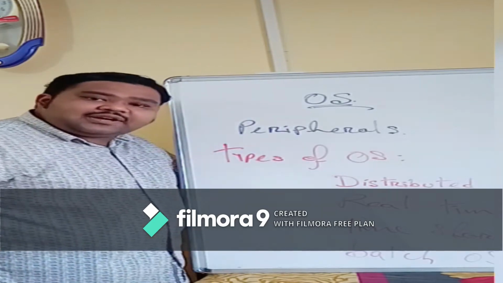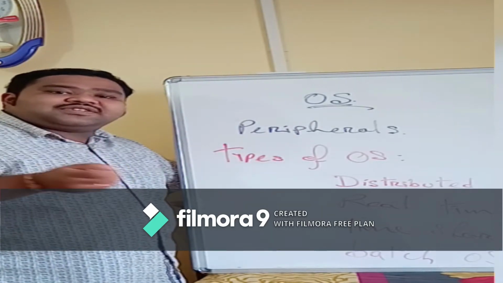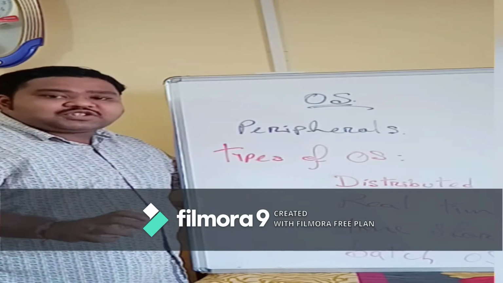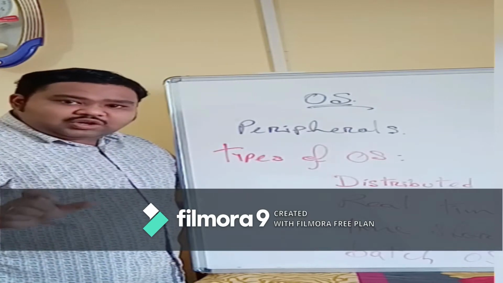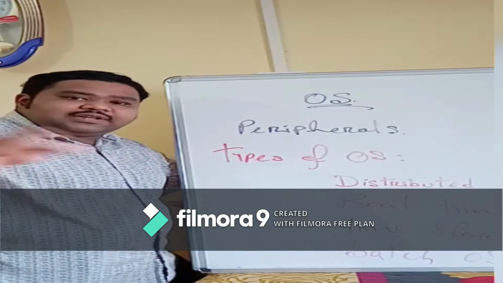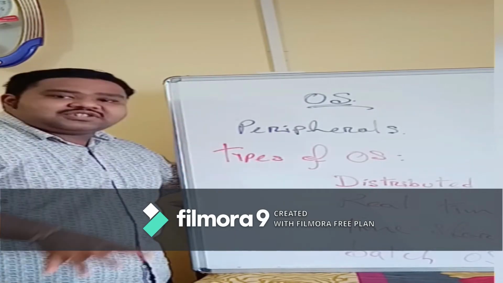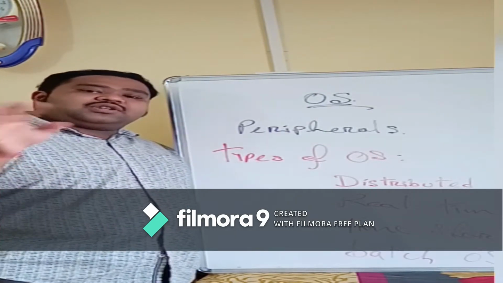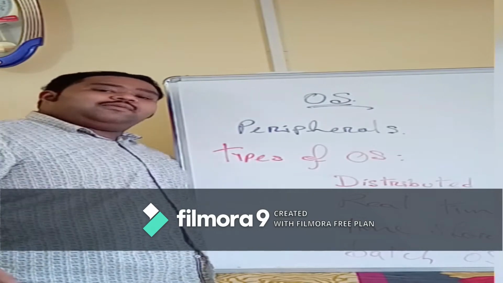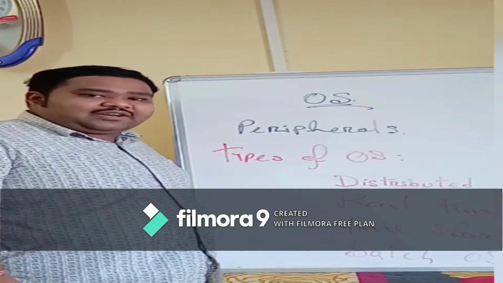Batch operating system में क्या होता है? The user prepares his own task. क्या क्या काम चाहिए उसको कंप्यूटर से? Job, task, जो भी बोलिए. He prepares it and feeds that to the computer. Based on that, the computer performs the different tasks allotted to it.